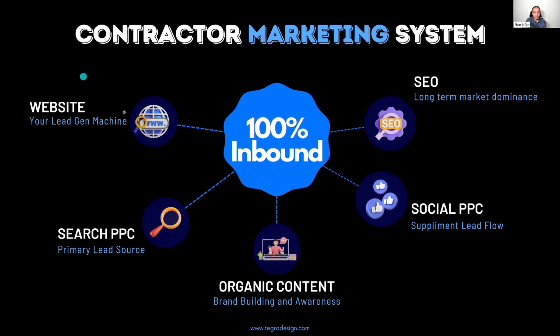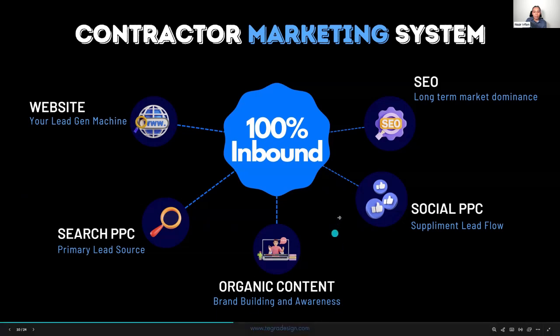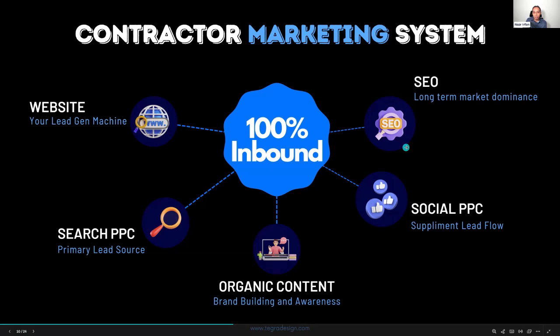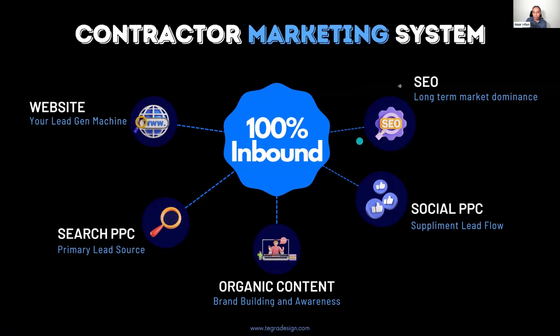You're going to have a website, which is going to be your lead gen machine organically. So that's going to drive your organic traffic, which is your SEO. Then you're going to have your social PPC, which is Facebook, Instagram. This is really good for remodeling businesses because you can really showcase your work here. Search PPC, that's obviously Google Ads, Bing Ads. And then your organic content is going to be super crucial for you to build a brand, because no matter how many ads you run, if you don't have any organic presence, then it does not build your credibility. So, we'll show you how to build that as well.